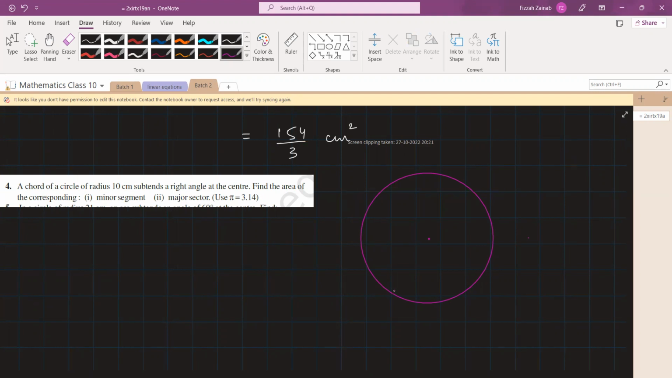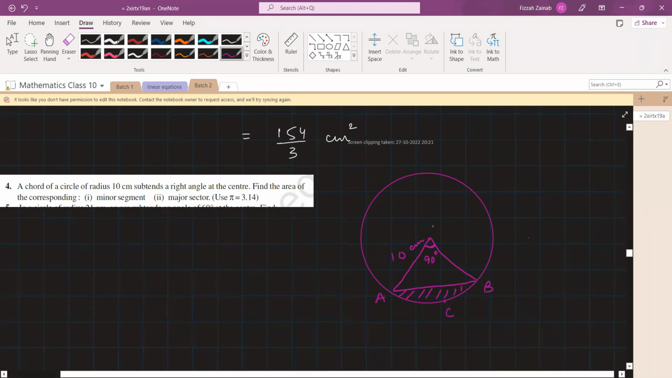Okay, so there is a chord, somewhere you have a chord. And the radius of this circle is 10 centimeter. Subtend right angle at the center. So this angle is given, which is 90 degree, right? Okay, find the area corresponding to minor segment. Minor segment means this shaded area you have to find. Clear? So again, you can name it like this, A, B, and just put one point here. Let's say C, and this is O.